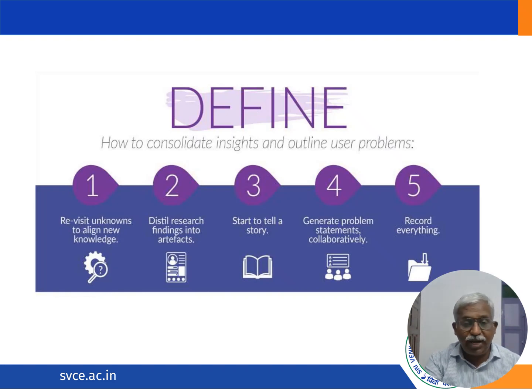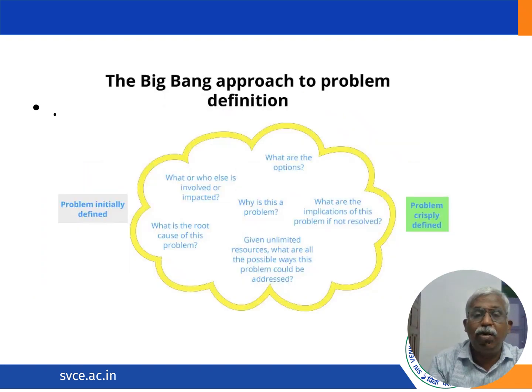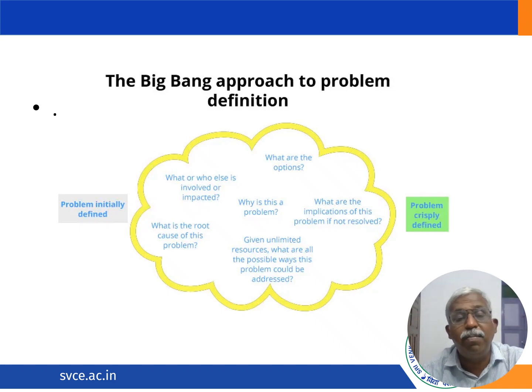Now we will define the problem in a scientific way. The scientific way says one end problem is initially defined. Here, the initial input is the problem definition.